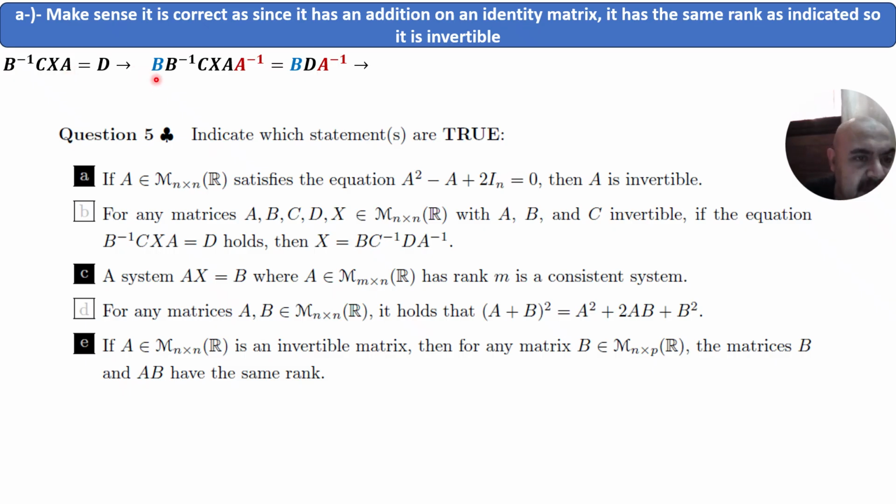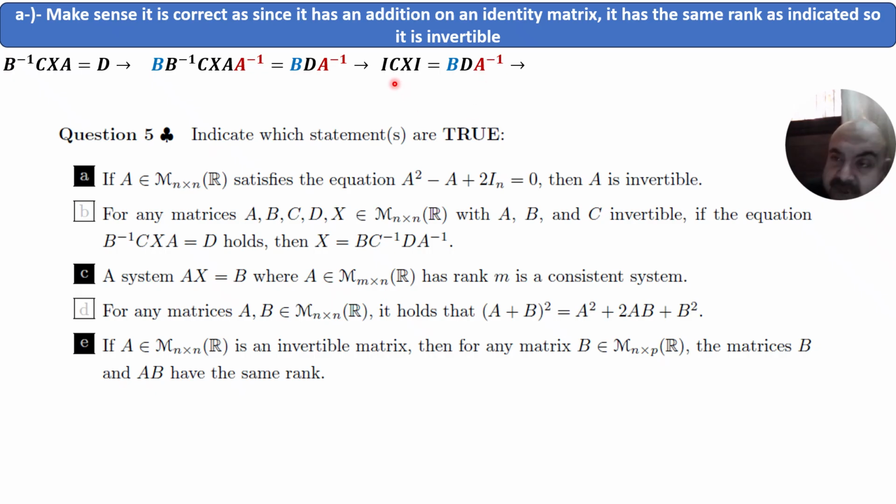So now I have B times B minus 1, C X A times A minus 1, and on the last side, it's exactly the same. If you remark, I've multiplied B from the left and the A minus 1 from the right. Let's look at the left side. B and B minus 1 will be eliminated. It will be I. A and A minus 1 will eat each other. You will have the identity matrix, which means I have just only CX. And now I have B, D, A minus 1.